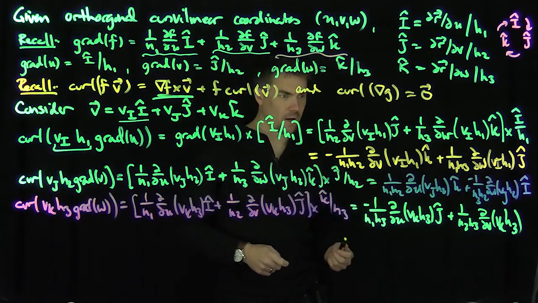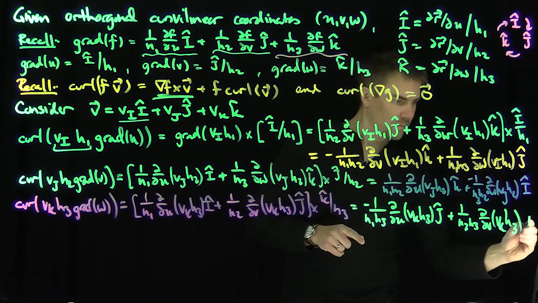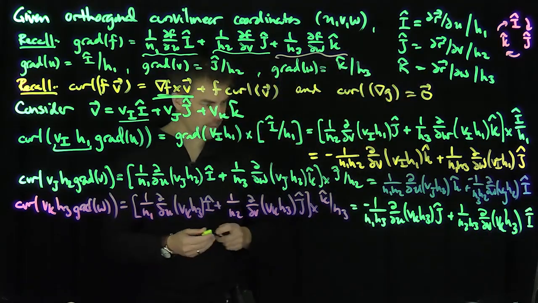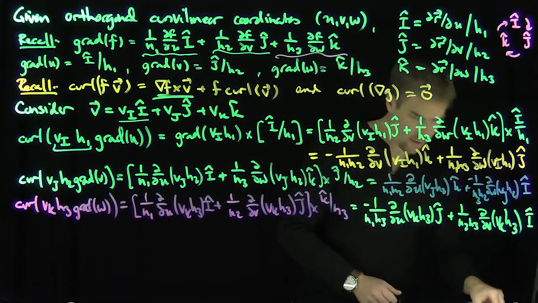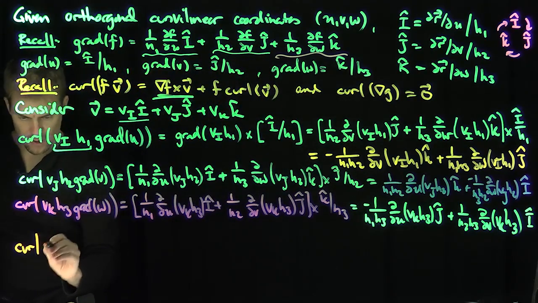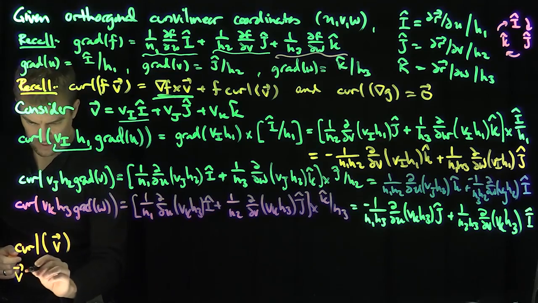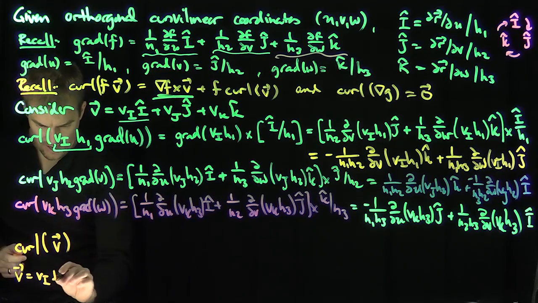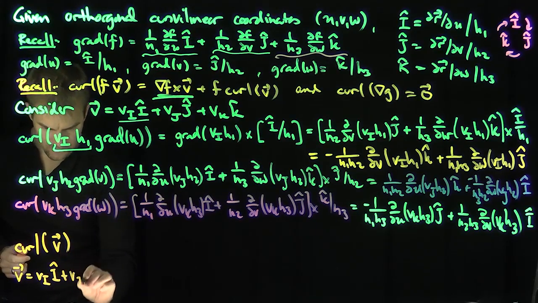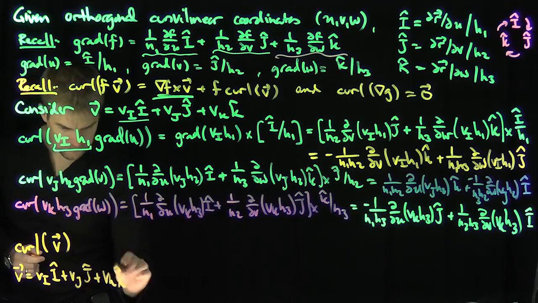The vector component is going to be what? I have J cross K, and J cross K is equal to I, right? So let's put this all together. The conclusion, therefore, is the curl of this vector field V, where of course V is going to be V_i I hat plus V_j J hat plus V_k K hat.